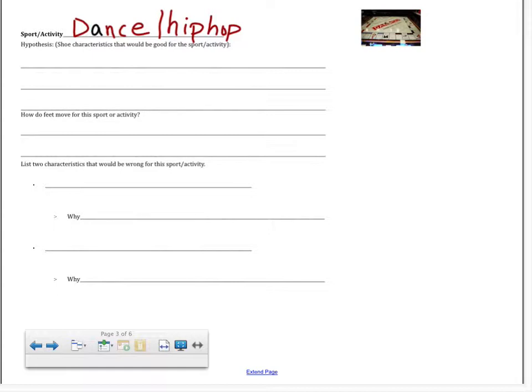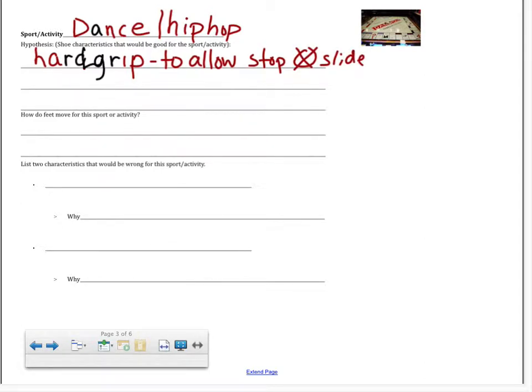Hard grip, so when you slide. She says hard grip. What do you mean by hard grip, Kyla? Like when you stop. So, to allow you to stop? So you won't slide? Okay. But if you want to slide, you slide. So we're just listing some. You don't have to write all the ones I'm writing. You write the ones that you think are important.